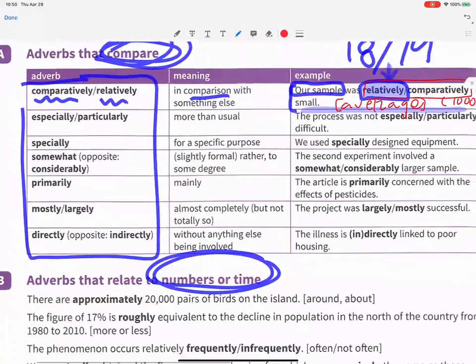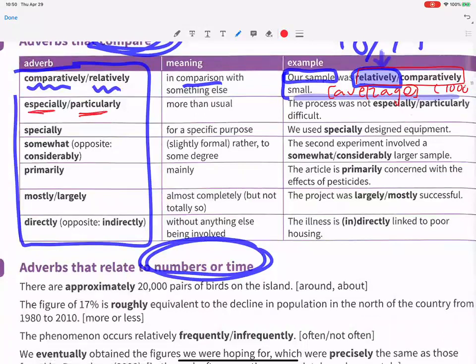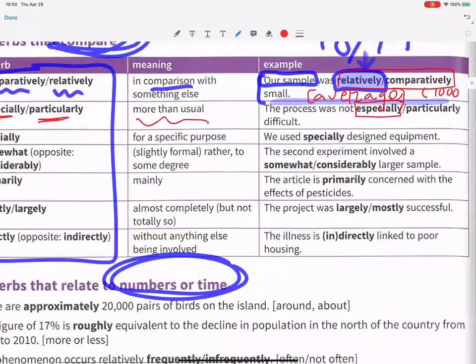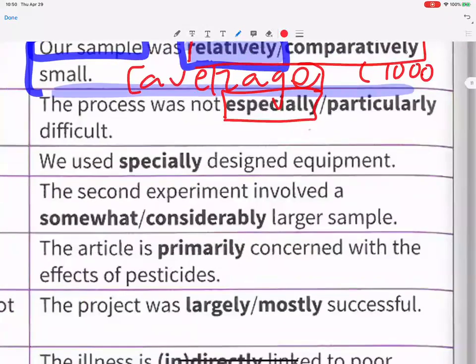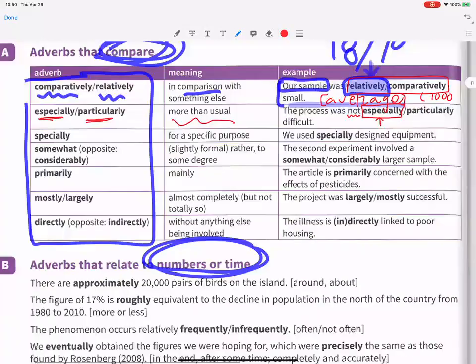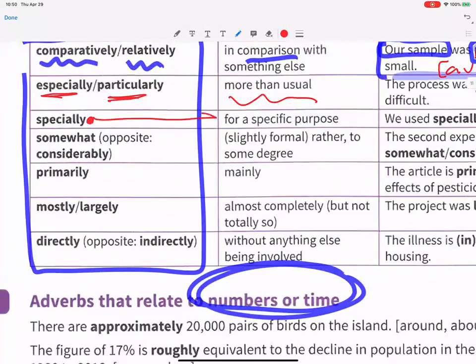What about especially and particularly? What does this mean, guys? Special. More than usual. Special, compared to common things. Good. Here it says, the process was not especially difficult. What does that mean? It was normal, it wasn't too bad. Especially. Specific.